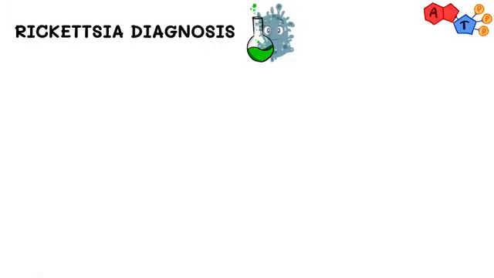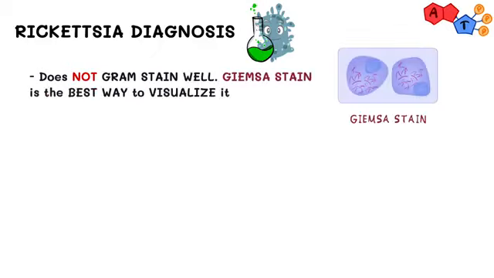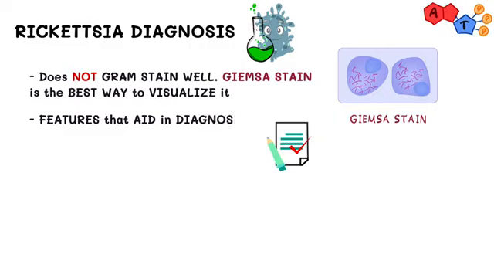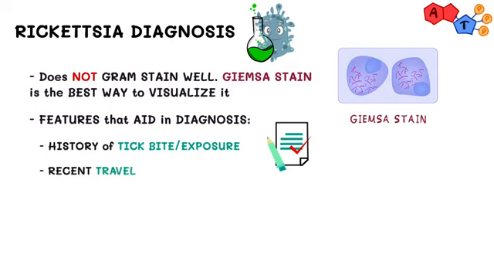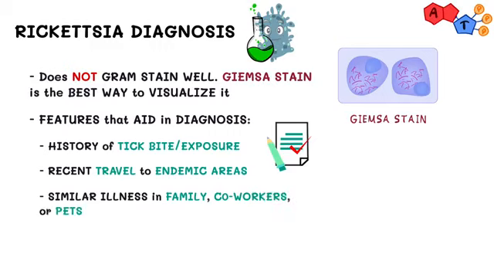How can we diagnose patients with Rickettsia? Rickettsia does not gram stain well, as it's an obligate intracellular bacterium. Giemsa stain is the best way to visualize Rickettsia. Early diagnosis is difficult because early signs and symptoms are usually nonspecific or mimic benign viral illnesses. However, there are certain features that aid in making the early diagnosis of rickettsial diseases, including a history of tick bite or exposure, recent travel to endemic areas, and similar illness in family members, co-workers, or family pets, especially dogs.